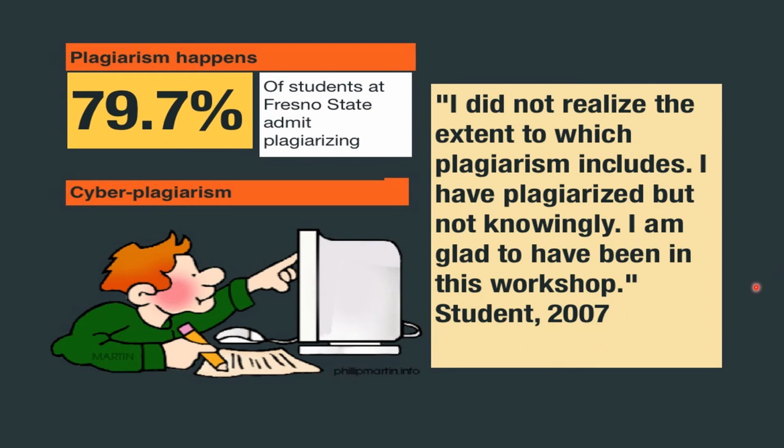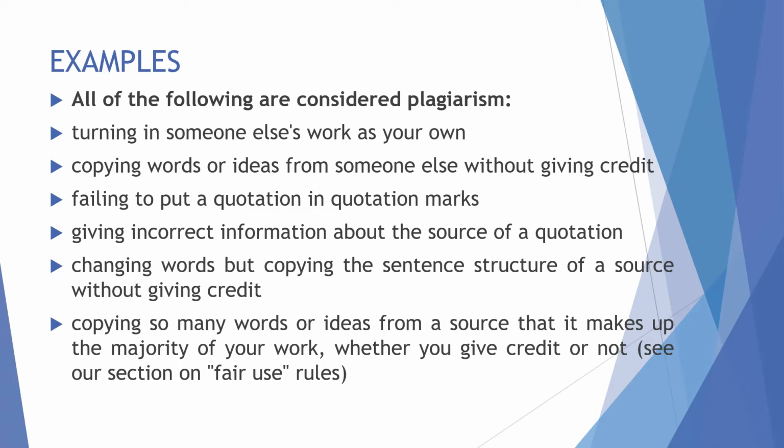Okay. So every one of us does this, but it's very important that we identify whether we are doing plagiarism and take measures to avoid it. The easiest way for that is paraphrasing with proper citation, or writing in your own words. Now, examples of plagiarism. You're turning in somebody else's work as your own. You're copying words or ideas from someone else without giving credit. You're failing to put a quotation in quotation marks. You are giving incorrect information about the source. You're citing a source, but the source itself is incorrect. That is again plagiarism.